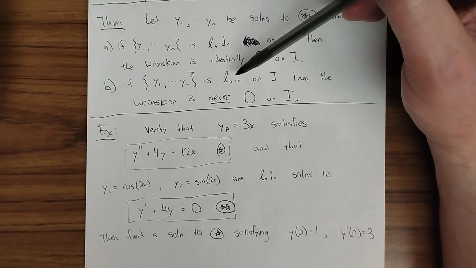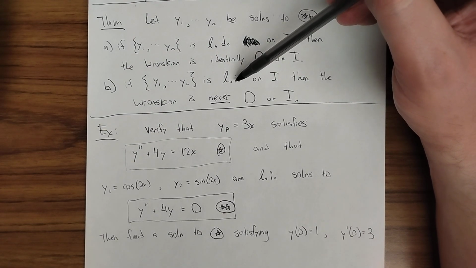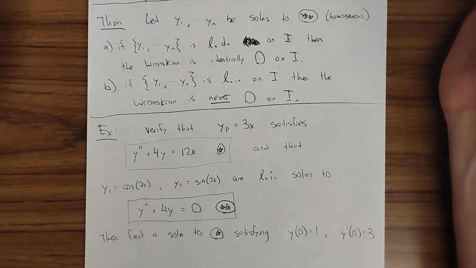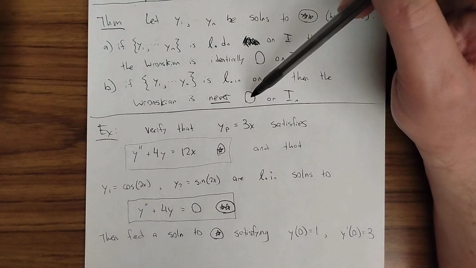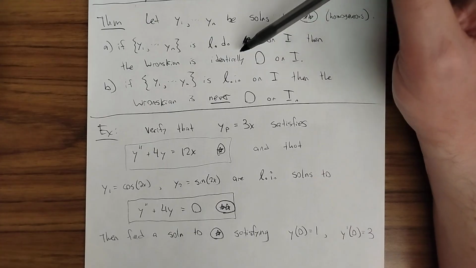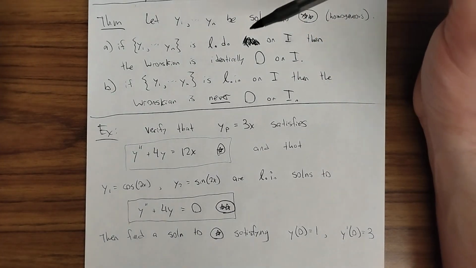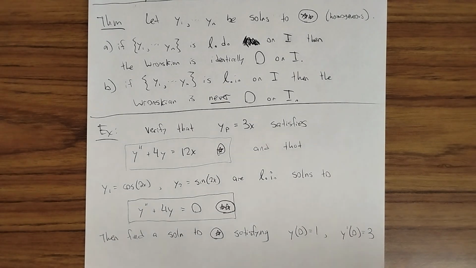If they are linearly independent, then the Wronskian is never 0, meaning that for no value of x does it give you 0. So it's a pretty black and white situation. Either it's always 0 or never 0, and that tells you whether it's linearly dependent or independent.